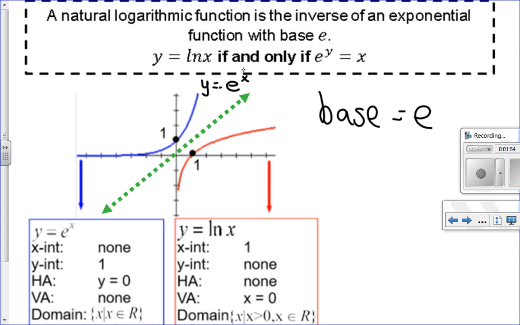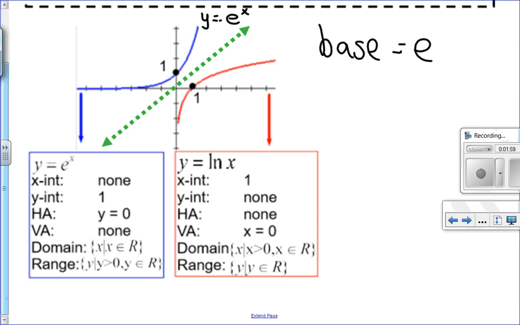So it's an exponential graph that's increasing. So it has all those properties that exponential graphs have: no x-intercept, a y-intercept of 1, no vertical asymptote, and a horizontal asymptote of y equals 0. The domain has no limits, the range just has to be greater than 0. So the inverse of e to the x is ln x, which is log base e of x. And it has the same properties of an increasing log graph: x-intercept of 1, no y-intercept, no horizontal asymptote, but it has a vertical asymptote at 0, and the domain and the range are interchanged.